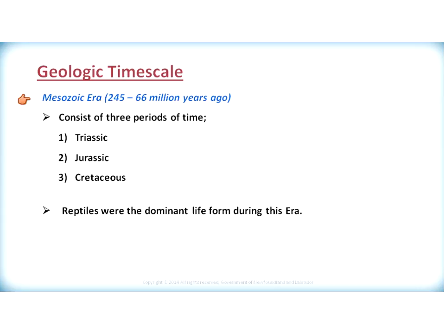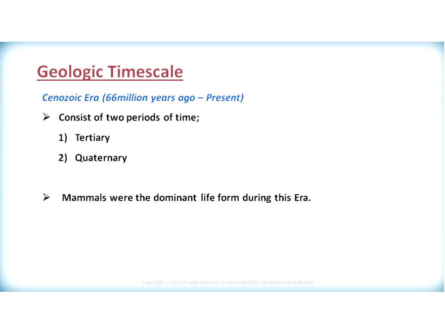If we advance to more recent geologic time, we then move into the Mesozoic era. The Mesozoic era consists of three periods of time: the Triassic, followed by Jurassic, and followed by Cretaceous. During this era of time, reptiles were the most dominant life form on Earth. And the one reptile that dominated, especially in the Jurassic period, will be the dinosaur.